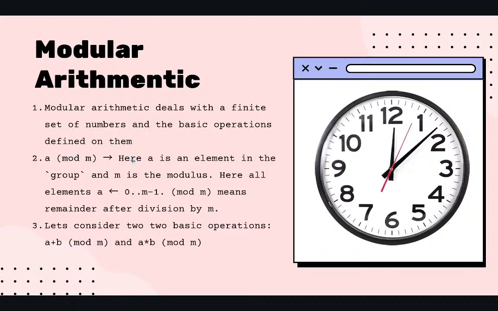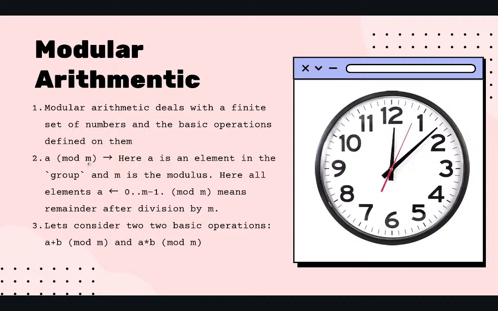Now let's take a special case. Let's say it is 11 o'clock right now. Let's go 2 hours past 11 o'clock. What would you get? Not 13 but 1. Why? Because we are taking the remainder of 11 plus 2 modulo 12. 12 is the modulus in this case.